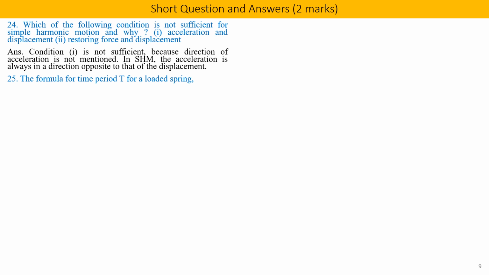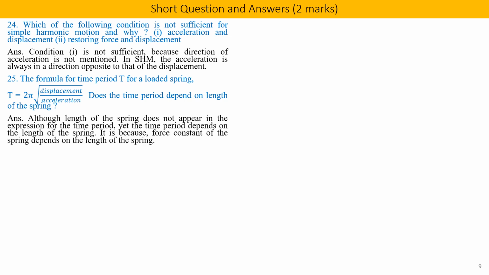Question number 25. The formula for time period T for a loaded spring is given by capital T equal to 2 pi into square root of displacement over acceleration. Does the time period depend on the length of the spring? Answer: although the length is not mentioned in the given expression, the time period depends on the length of the spring. It is because the force constant of the spring depends on the length of the spring.